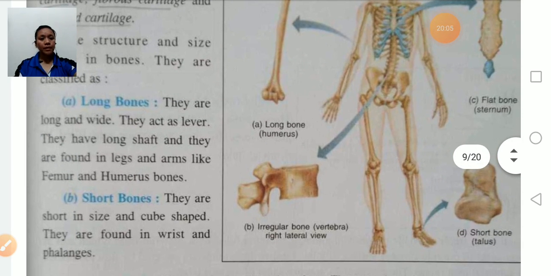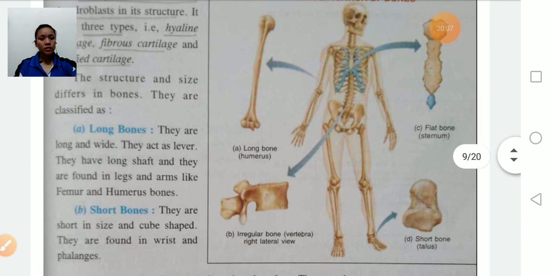Long bones. Long bones are long and wide. These long bones act as levers, and they are present in the thigh, arm, etc.